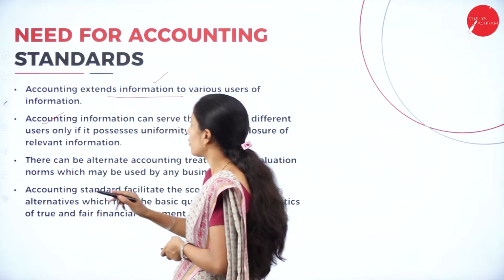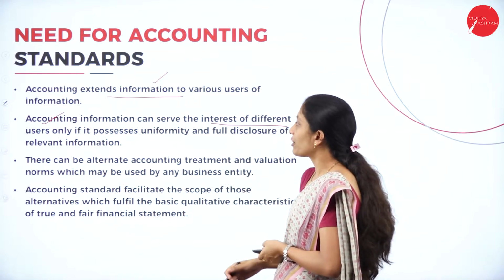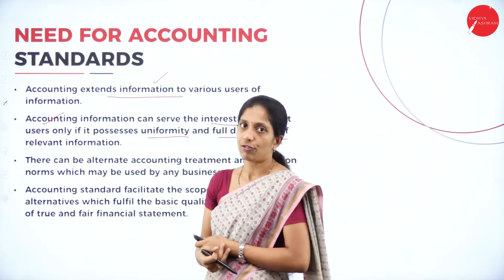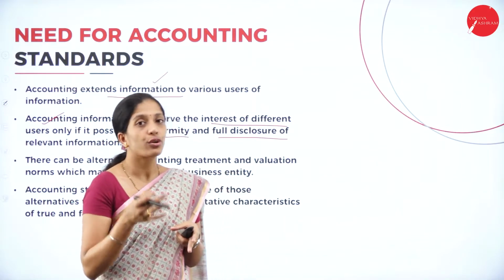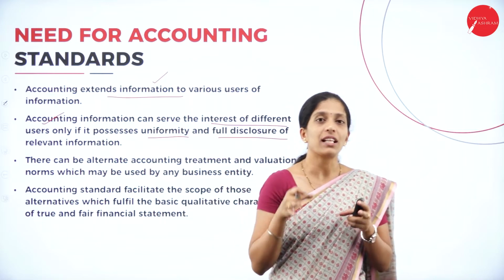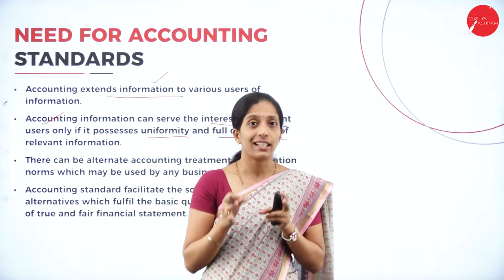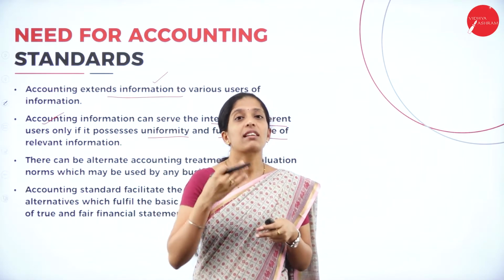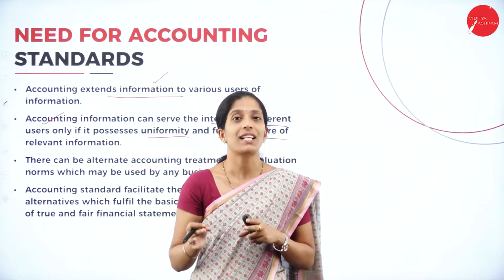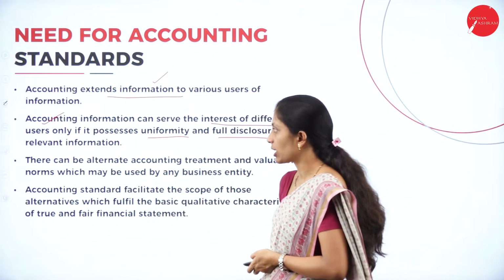The next one is that accounting information can serve the interest of different users only if it possesses uniformity and full disclosure of relevant information. So the user is going to depend on the accounting information when the user feels that whatever information is being provided by the organization is accurate and uniform, and at the same time relevant in nature. Only then will the user depend upon the accounting information.